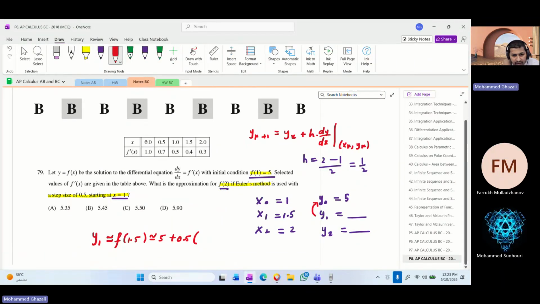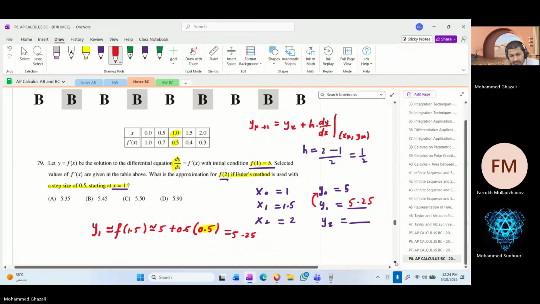So you need to evaluate this at 1 and 5. An x value of 1 will give us 0.5. We don't include 5, only the x values. So an x value of 1 gives us the derivative. The derivative is dy dx, which is 0.5. So we put 0.5 here. Half times half is a quarter, so that will give us 5.25. Put 5.25 here.